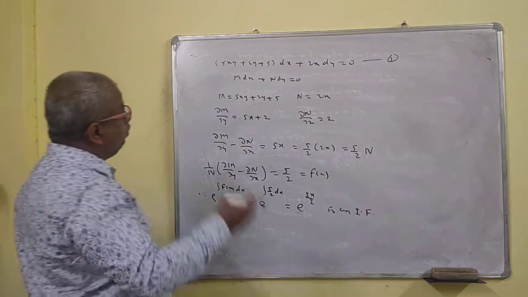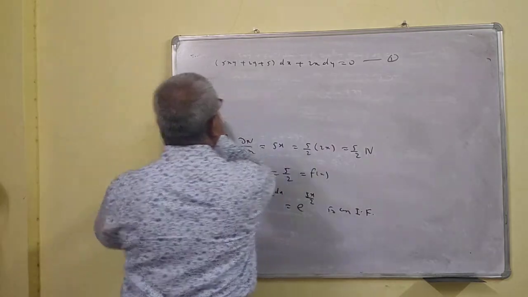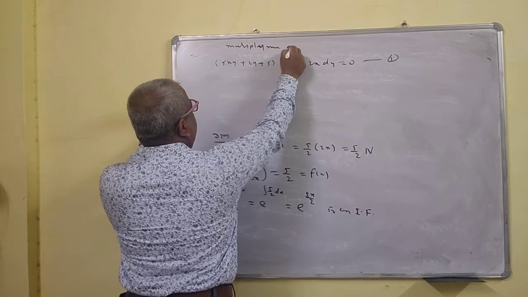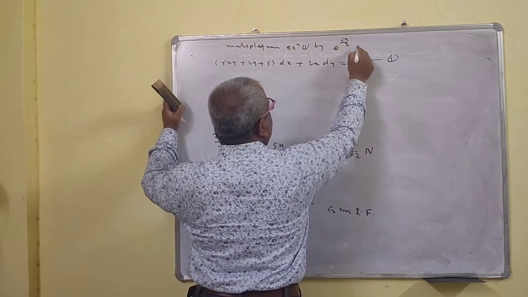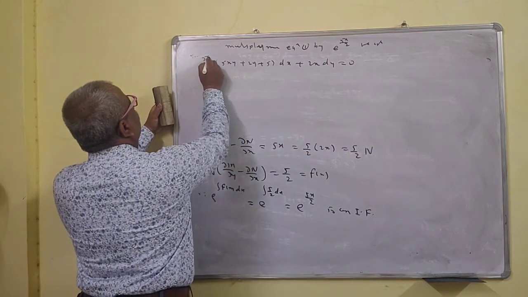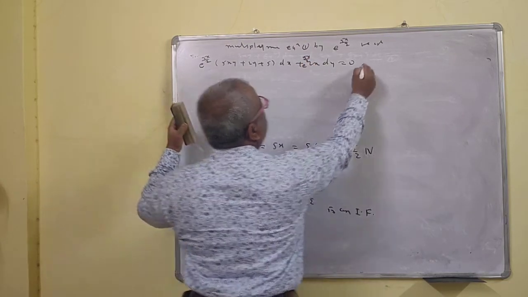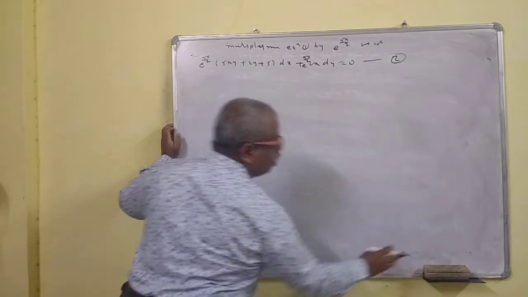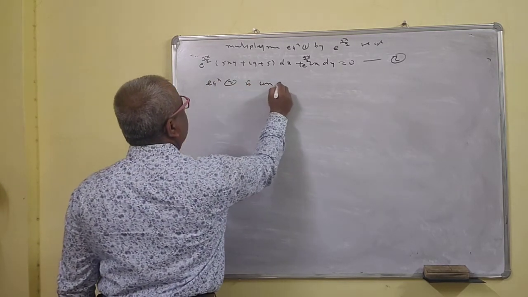Okay, so we'll multiply equation 1 by e raised to 5x by 2. We call this equation 2 now. Now equation 2 is exact.